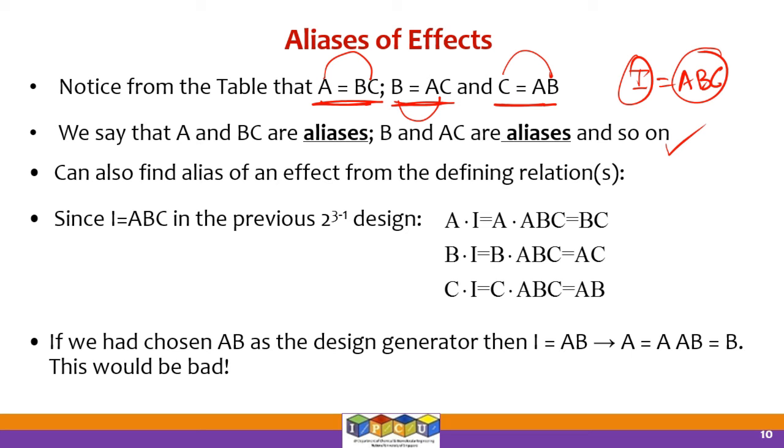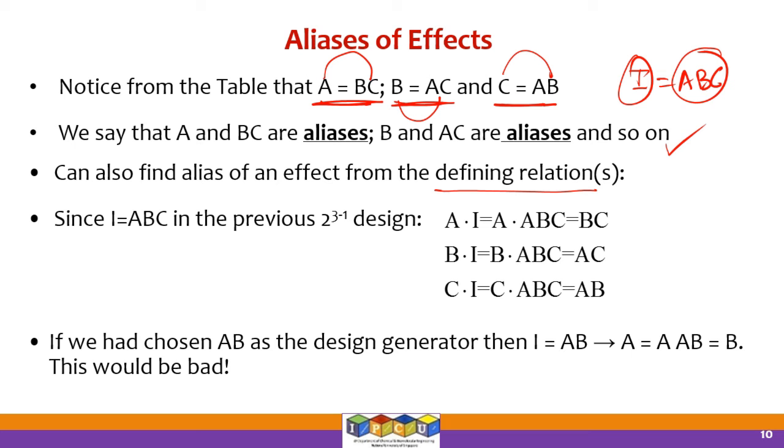We can also find the aliases without going to the table, as some of you may have guessed, from the defining relation or relations. Here we have only one defining relation because we are doing a half factorial. If you're doing a quarter factorial, you will have more defining relations. We can see that later.